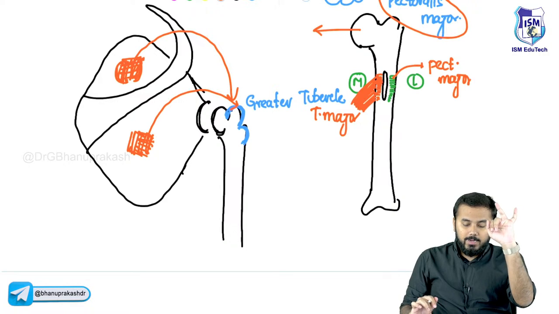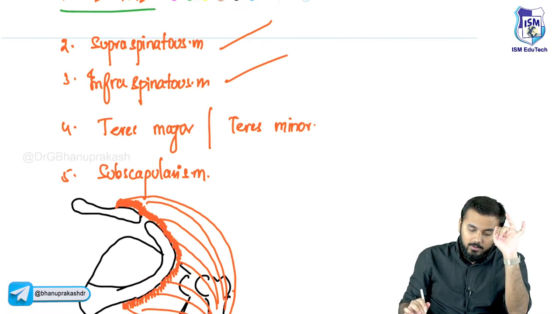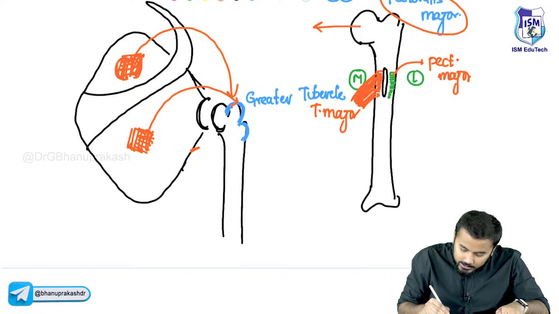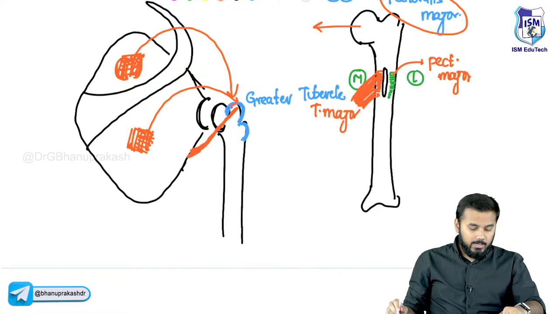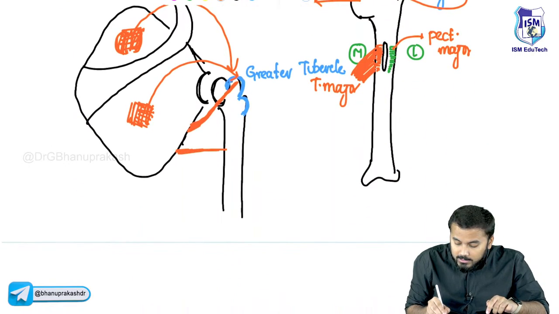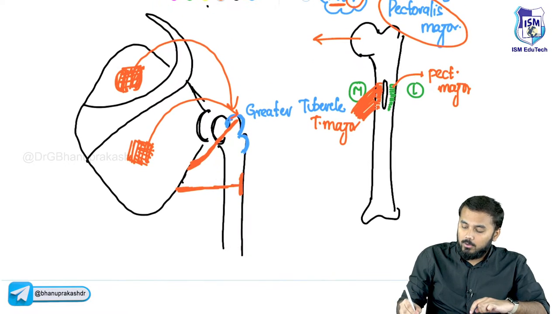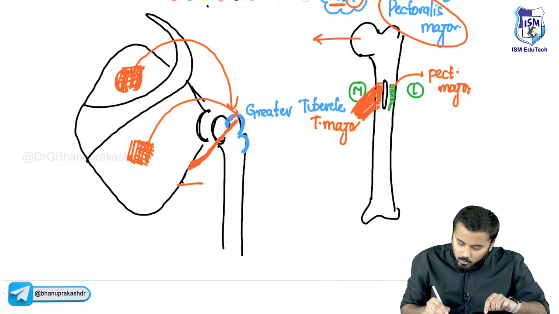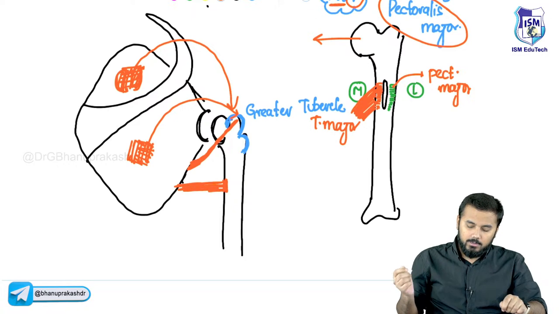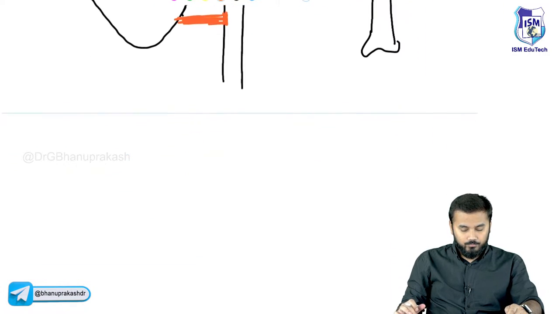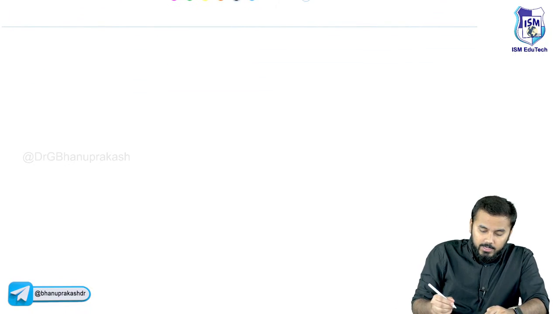After supra and infra, we have another muscle called teres minor. Now look, this is the teres minor. That is also going and inserting to the greater tubercle. So teres major, I told you, will go and insert to the medial lip of the bicipital groove. Look, it will go and attach to the medial lip of the bicipital groove. All of you are clear, guys? Everyone is clear, right?